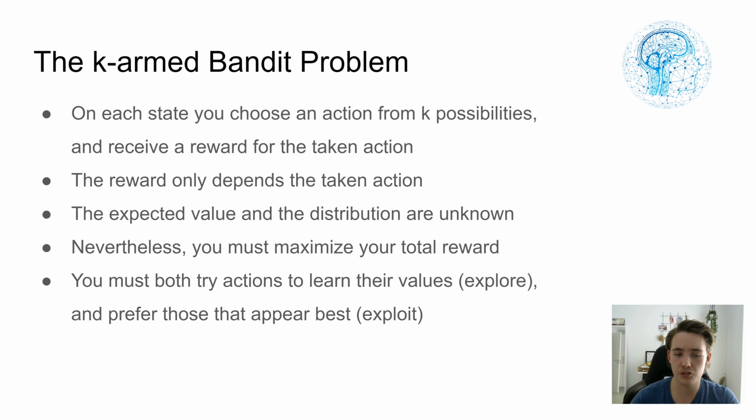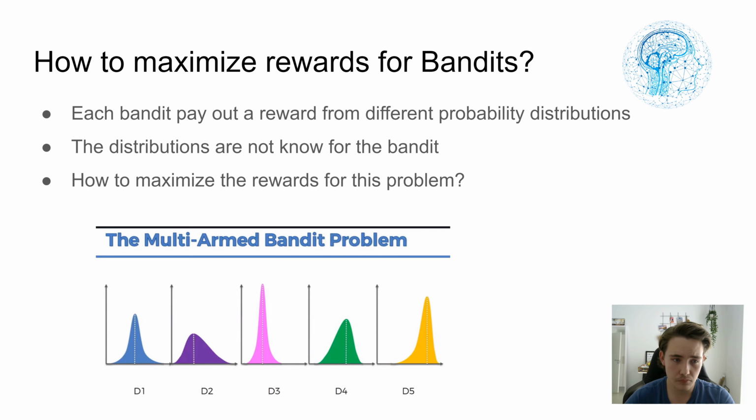So we must try actions to learn their values. We need to explore the environment. We need to explore the different kinds of slot machines, pulling different kinds of slot machines. But we also need to prefer those that appear best. So we're exploiting the environment, just pulling the arms that we know give the maximum rewards. This is how we can maximize the reward for the bandits.